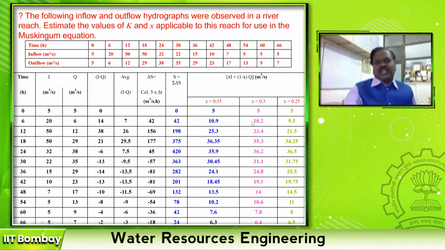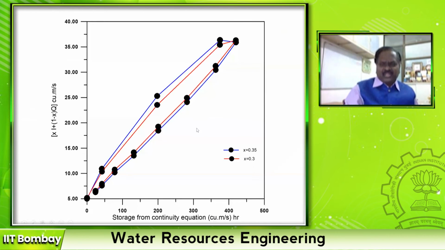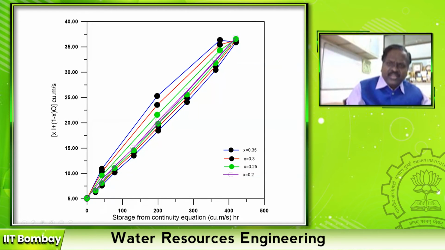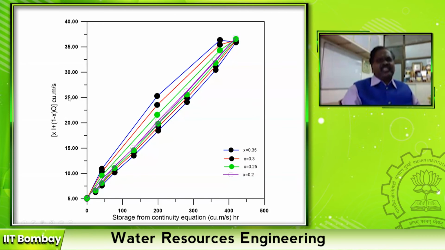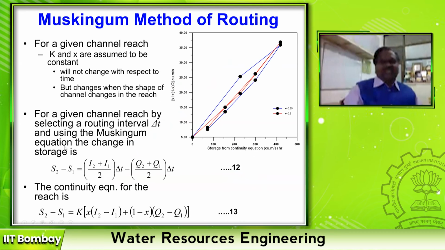So you go on estimating like this, but the mass balance storage remains the same. Now you plot it, still there is a loop, so you go on decreasing. When x equal to 0.2, it is almost a straight line. The slope of this line, here I have used it on the y-axis, so the inverse of the slope of this line will give me the value of K. So for a given channel reach, K and x are assumed to be constant.